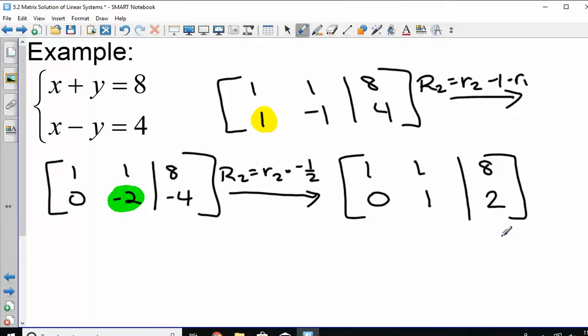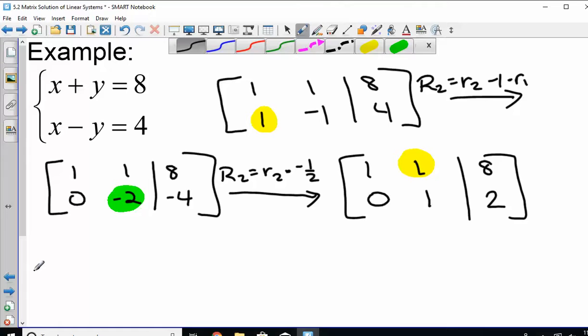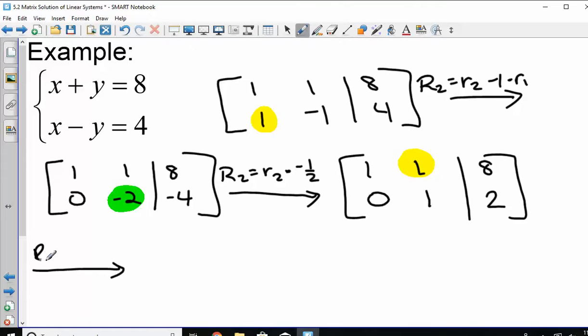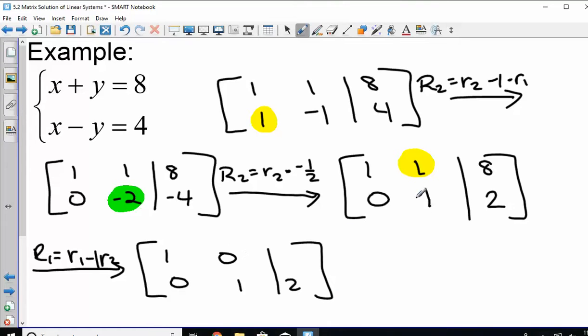All right. Next, we are working on column 2. We have my 1, so we need a 0 right here. So to get a 0, we are changing row 1. So row 1 equals row 1. It is a positive 1, so we need to subtract 1 of row 2. So row 2 isn't changing. 1 minus 0 is 1. 1 minus 1, 0. 8 minus 2 is 6.